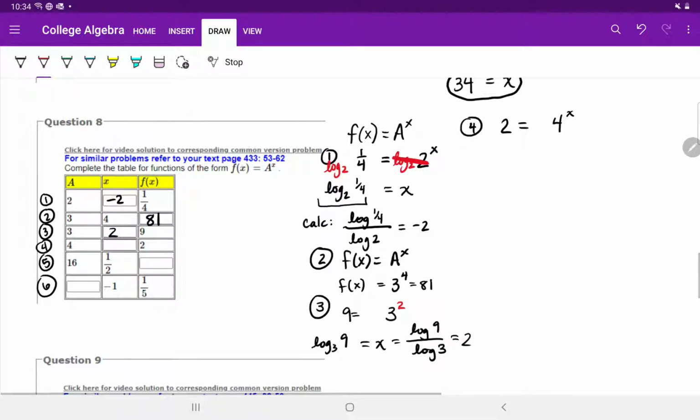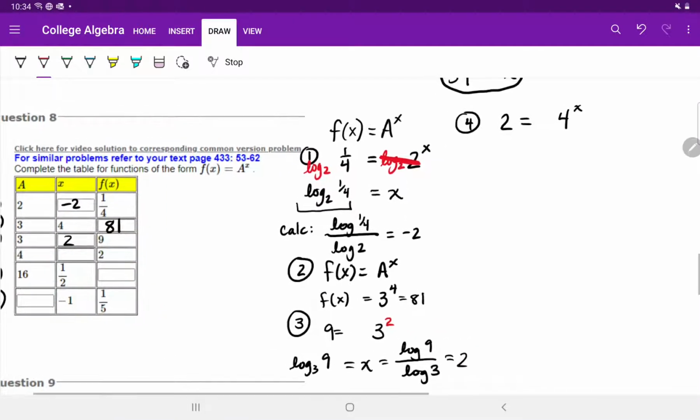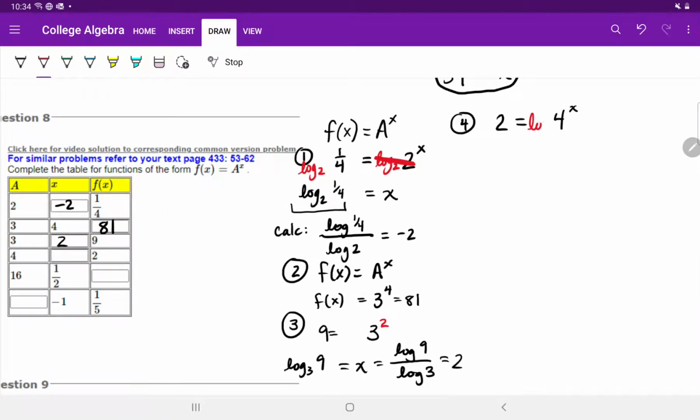So to get that x by itself on the right, we have to get rid of that base 4. We cancel that out by taking log base 4 of both sides. So we end up with log base 4 of 2 equals, these cancel, and we just have x over here now. So you can punch this into your calculator as log 2 divided by log 4.